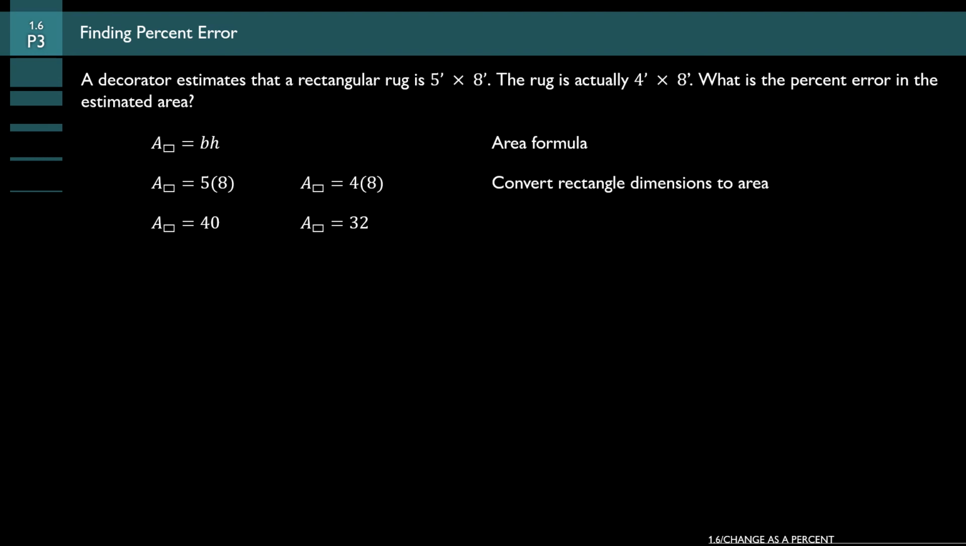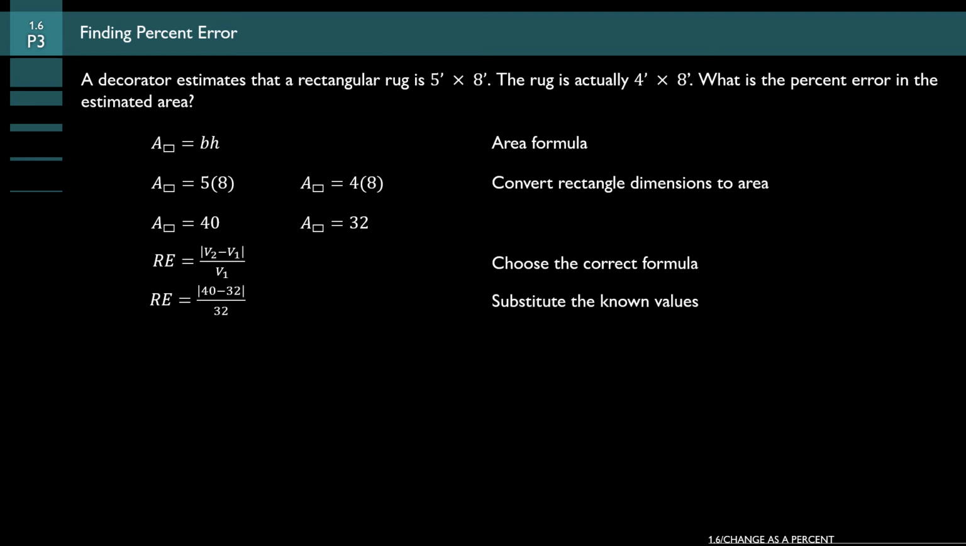The next thing we need to do is go ahead and choose the correct formula, which again is going to be RE equals the absolute value of V2 minus V1 over V1. Substitute the known values. So we plug in 40 and 32 in the appropriate places, and that means we have the absolute value of 40 minus 32 over 32. 40 minus 32 is 8. The absolute value of 8 is 8. So we get 8 over 32, which is 25%. So we have a 25% relative error in the estimate.